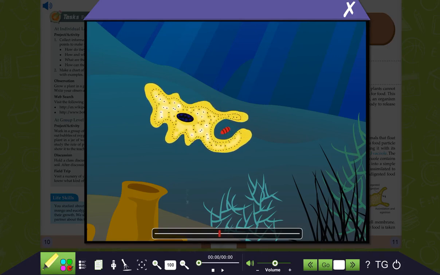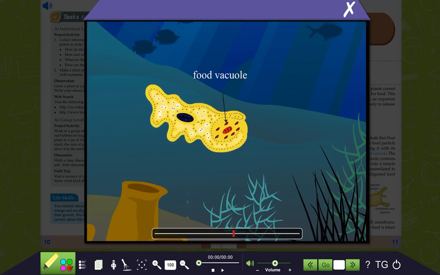The pseudopodia close to form a small cavity called food vacuole. The ingested food particle is digested by the food vacuole. The food vacuole contains special enzymes which help in breaking down these food particles into a simple soluble form.